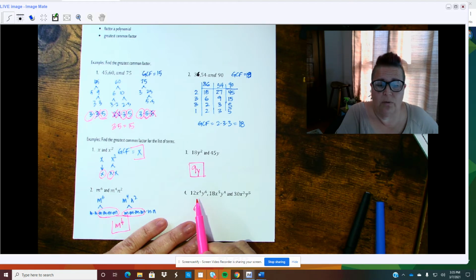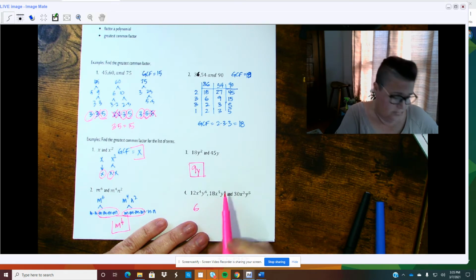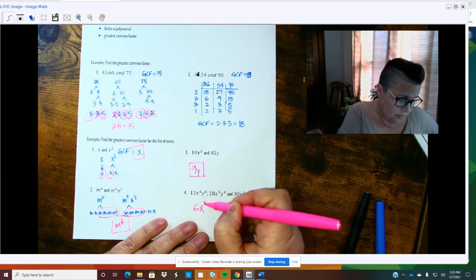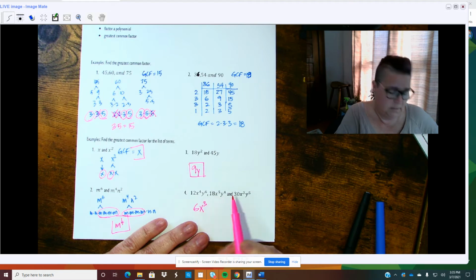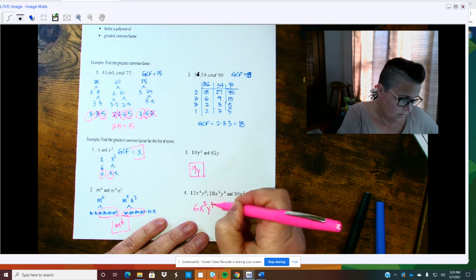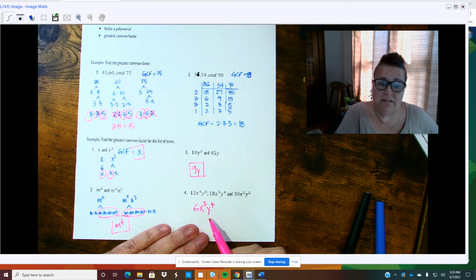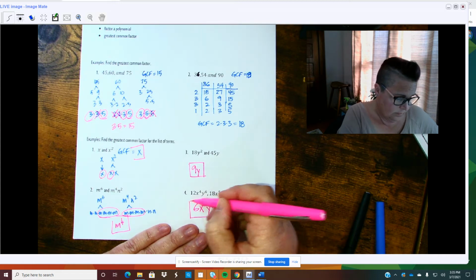Then I have an x to the 4th, an x to the 5th, and an x to the 3rd. Out of all of those, I have an x to the 3rd. X to the 3rd can come out or can be a part of all of those. I have a y to the 6th, a y to the 4th, and a y to the 5th. Of those, y to the 4th is in all of them. So I need a y to the 4th. This gives me a 6x to the 3rd, y to the 4th.